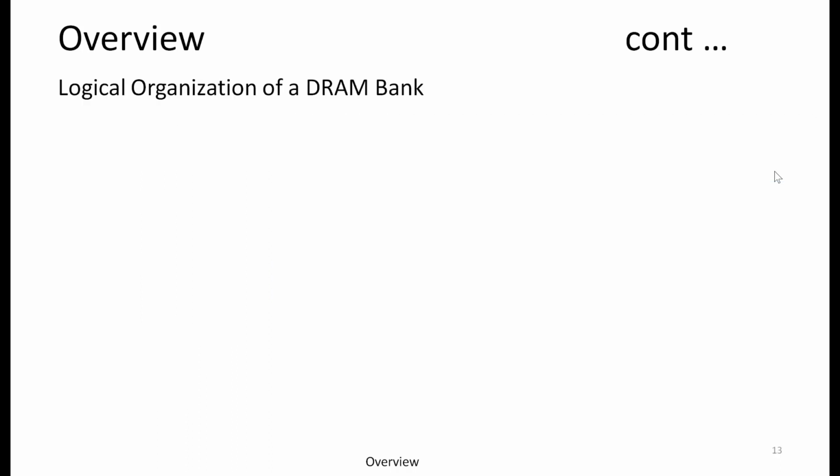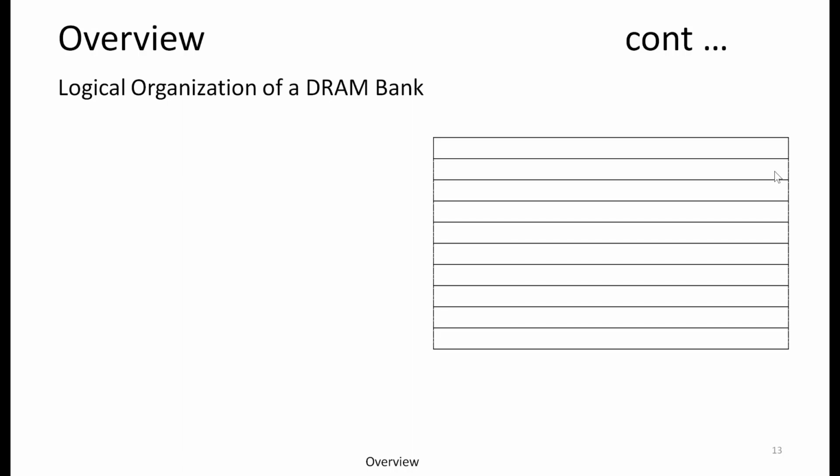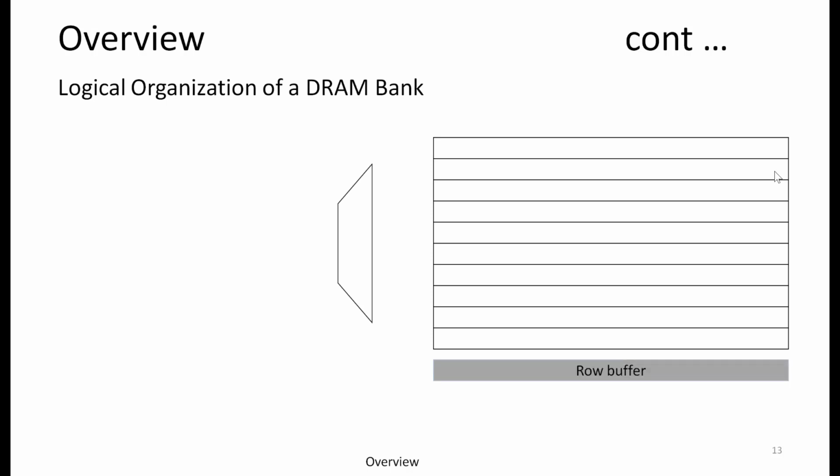Let's continue our understanding of the logical organization of the DRAM bank. Let's say this is one row. We have few of these making our bank. At the end of these rows, to identify each of these rows, we need a row decoder. And at the end of these rows, we have what's called as row buffer.